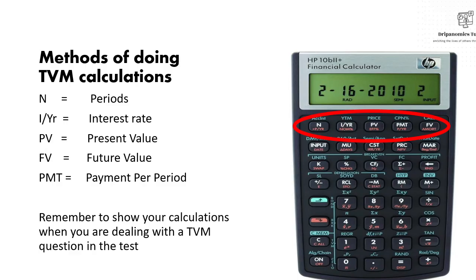Because there are some instances where you're looking for your N, some instances you're looking for your interest, some instances you're looking for your future value or present value and so forth. So you put every other value that you are given under its relevant department, and then at the end you press the button of the one that you are looking for.